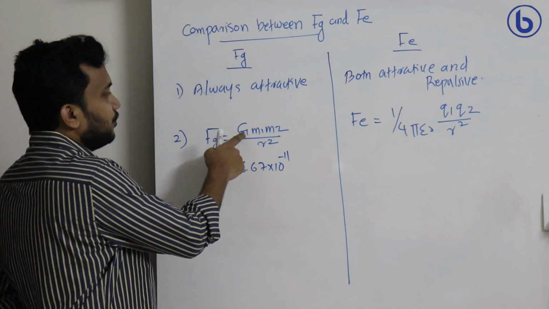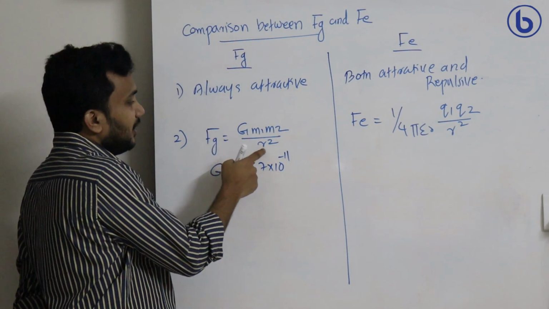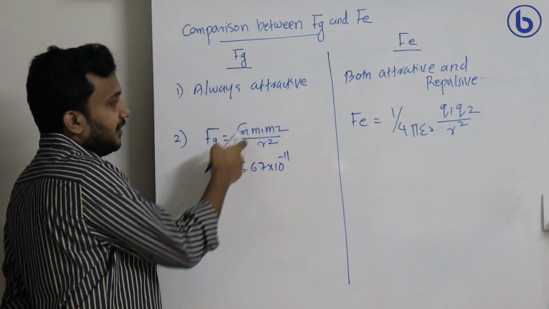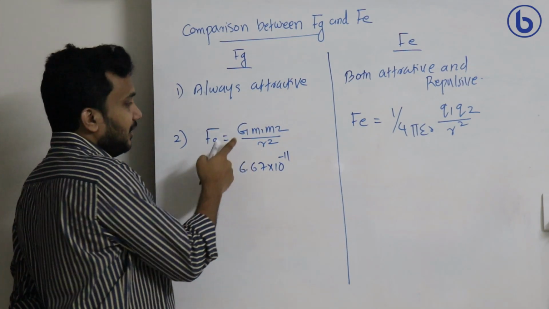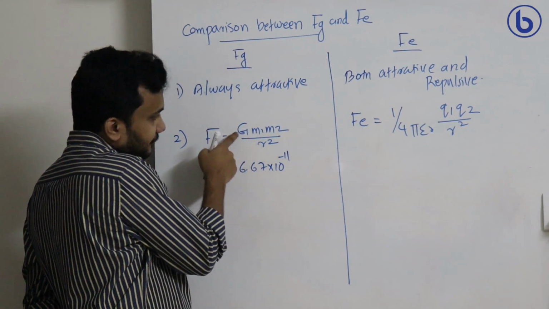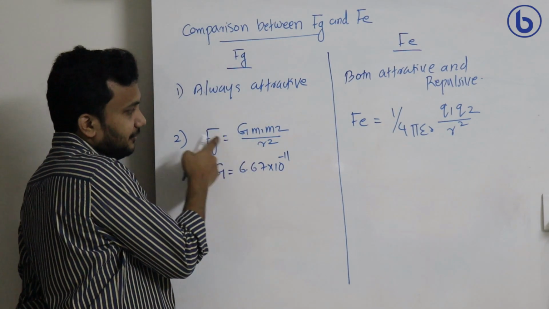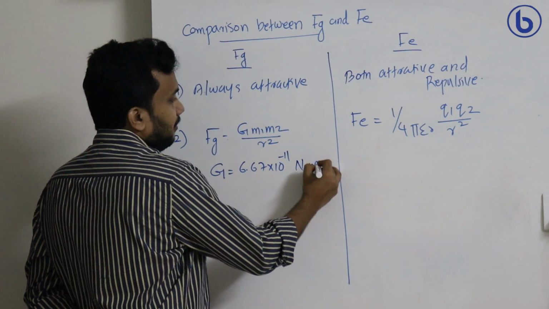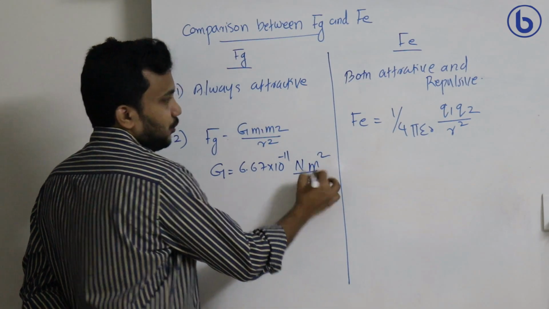What is the unit of this? If you keep G alone, you can multiply F by r square divided by m1 m2. From there we will get the unit. So capital G equals F r square by m1 m2. The unit of G is Newton meter square divided by kilogram square.